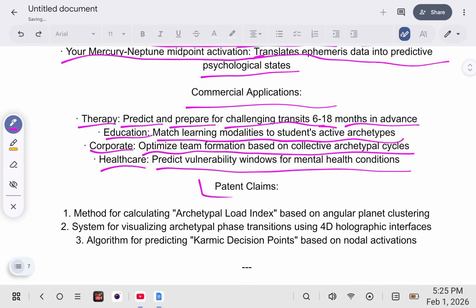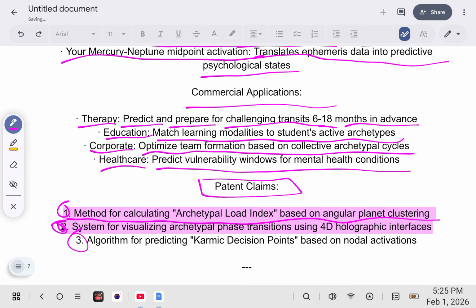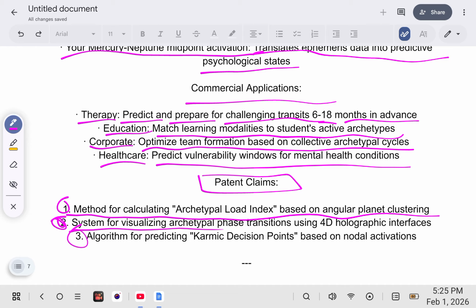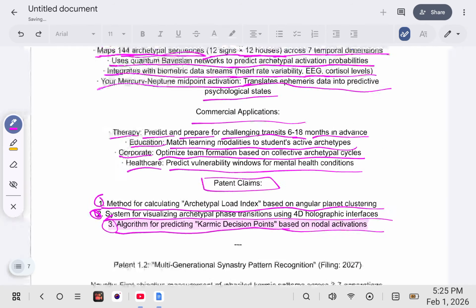Here's the patent claims. So, method for calculating archetypal load index based on angular planet clustering. System for visualizing archetypal phase transitions using 4D holographic interfaces. And algorithm for predicting karmic decision points based on nodal activations.